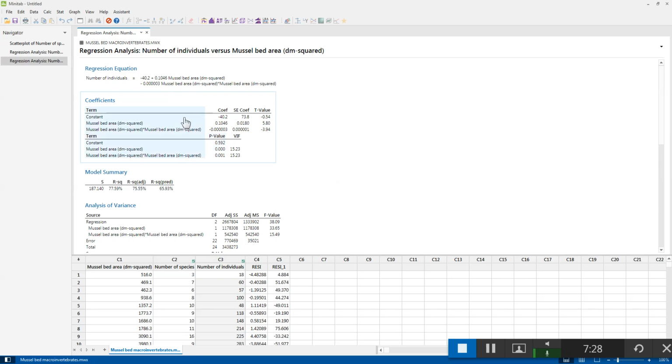That would imply that these macroinvertebrates were utterly dependent on the muscle bed, which may not be true. Sometimes we need the intercept to go through 0. This is one of those instances where we don't. However, what we do emphatically need is that B1 and B2 need to be significantly different from 0. Otherwise, we've got a flat line. And that flat line parallel to the x-axis is not describing any variability in y for variability in x. So we need both of those p-values here to be less than 0.05.